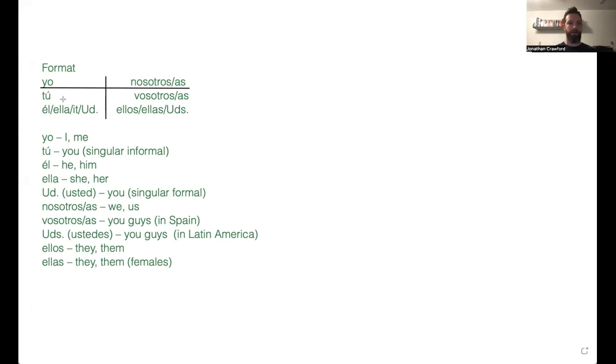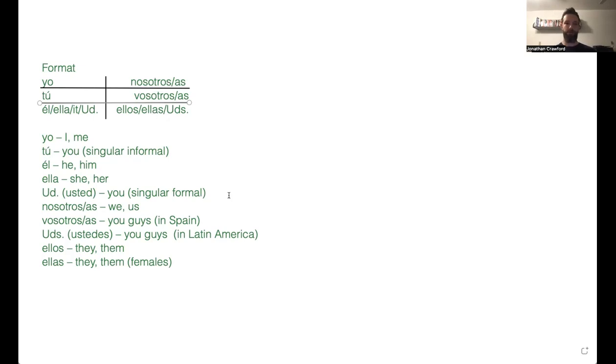So yo in the upper left-hand corner means I or me, as you can see down here. Tú means you. Él means he. Ella, she. Usted means you, formal. Nosotros means we. Vosotros means you guys in Spain. Ustedes is you guys in Latin America. Ellos and ellas mean they, but you only use ellas if they're all females.